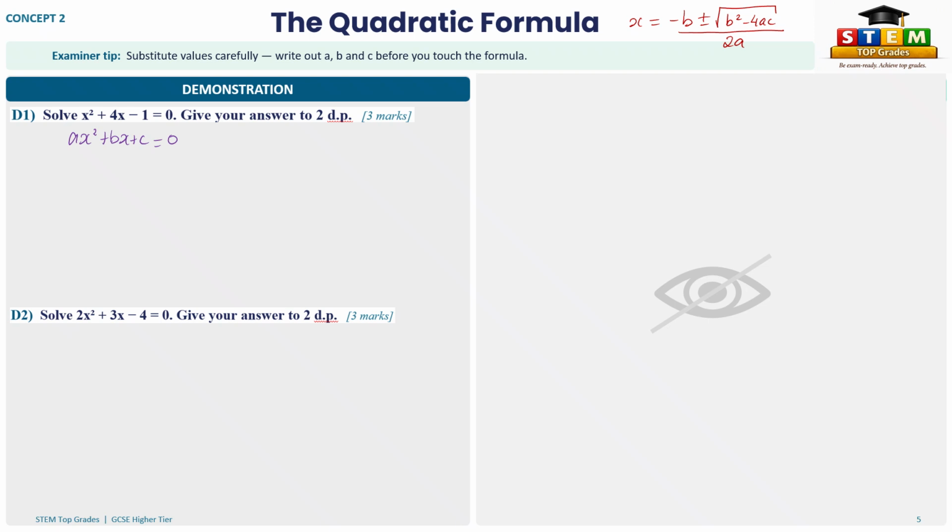So we know that a equals 1, then we have b equals 4, and c equals negative 1. Now let's rewrite our formula. The more you write it, the more you're going to remember. So it's going to be minus b plus or minus square root of b squared minus 4ac over 2 times a. Now, also important is whenever you do substitutions, use brackets.